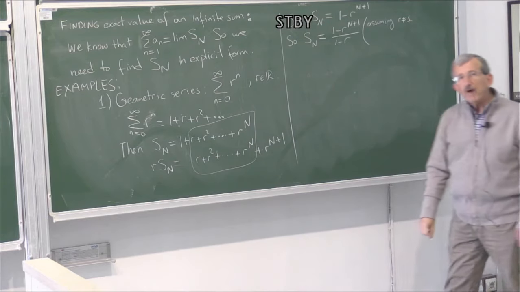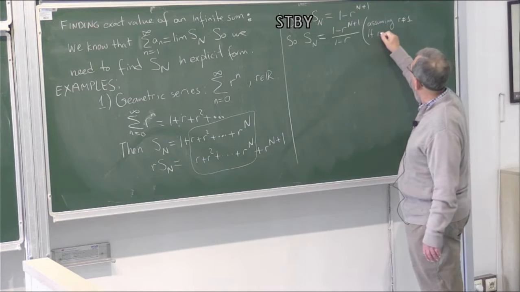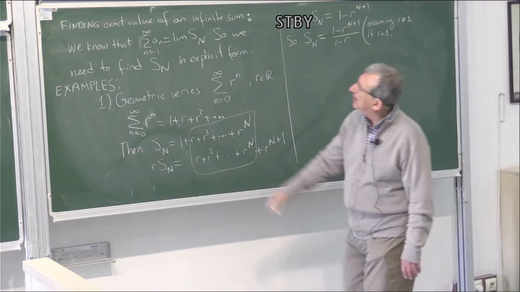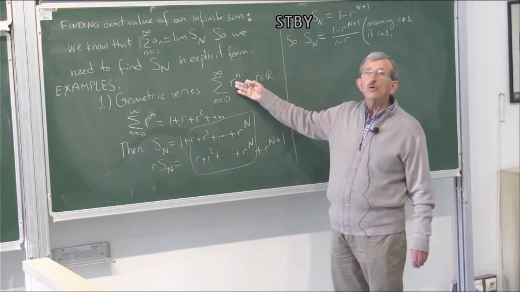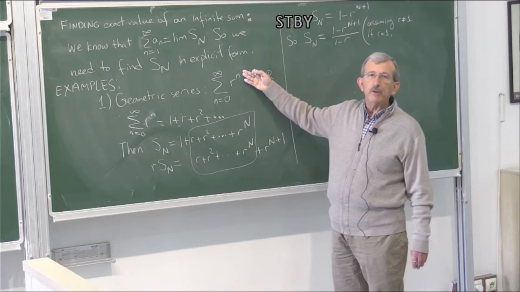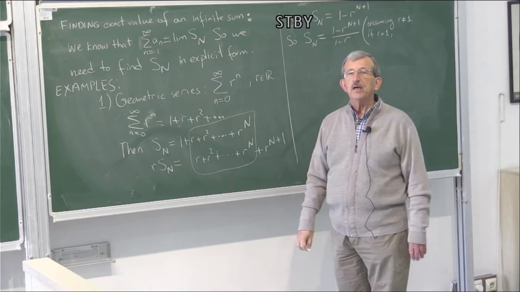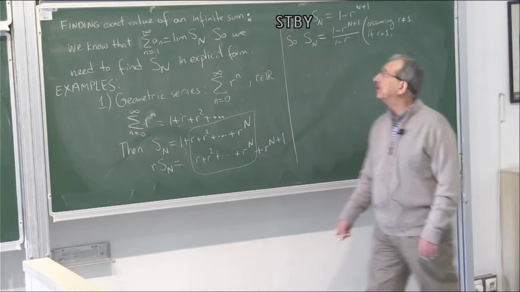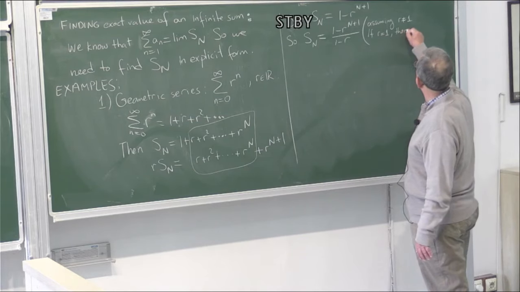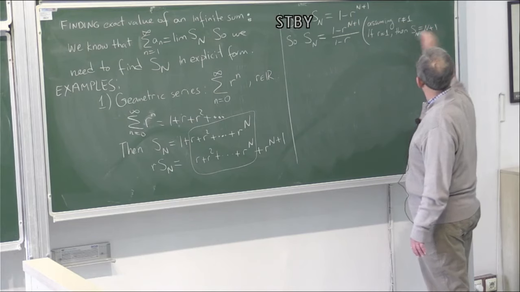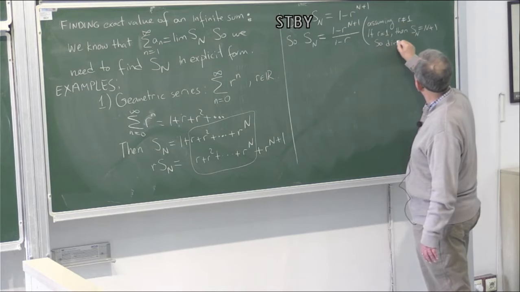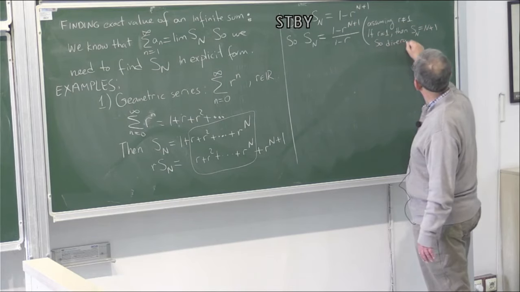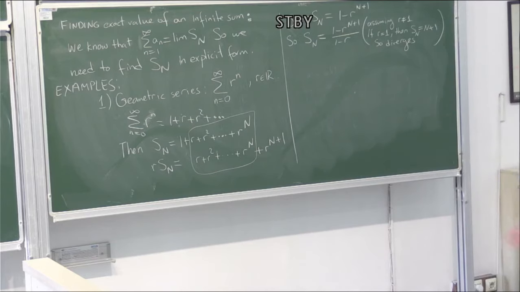Okay. If r is 1, what happens? Okay, look at the series. If you put r equal to 1, all powers will be 1. You will be adding 1s. If you add 1s, okay, your Sn will be n plus 1. So, diverge. Because it diverges, that analysis is completed. So we work with what happens if r is not 1.